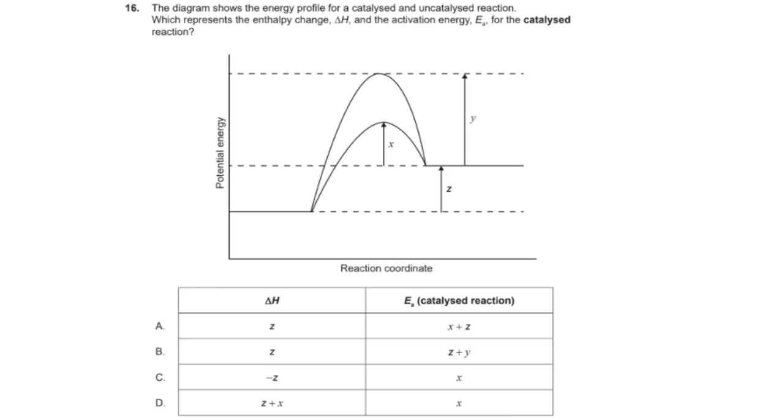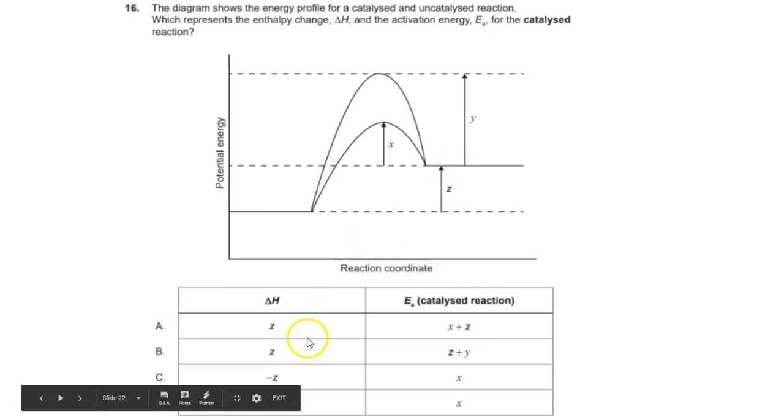The diagram shows the energy profile for a catalyzed and uncatalyzed reaction, which represents the catalyzed reaction? Okay, so it's very important you do the catalyzed reaction because this big bump is the uncatalyzed, this little bump is the catalyzed. Okay, delta H, that's just saying the difference between the reactants and products. Here are the reactants, here's the product, so that one should be Z. And the activation energy is to the top of this hump, and it's for the catalyzed reaction, so it's X plus Z.